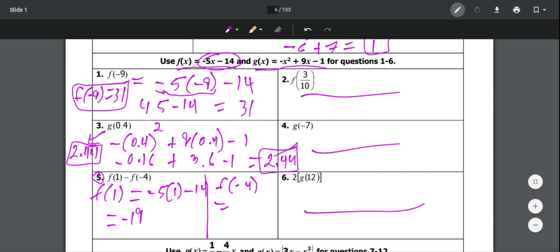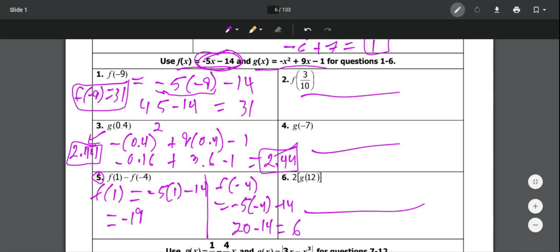So f of negative 4 is going to be the same thing. Wherever I see an x, I'm putting negative 4 now for this f of x equation. So that's what it would look like. That's going to be negative 5 times negative 4, which is 20, minus 14. That's going to be 6.